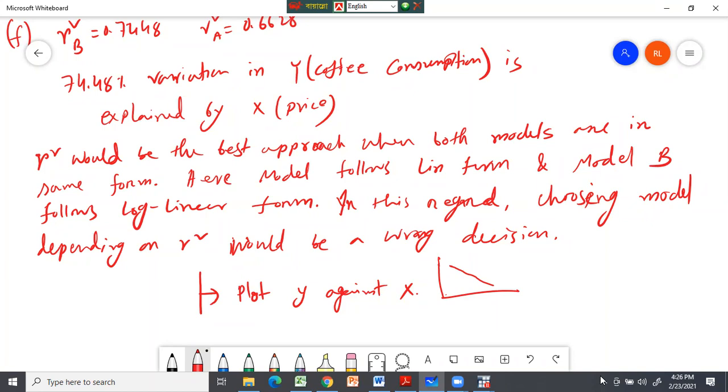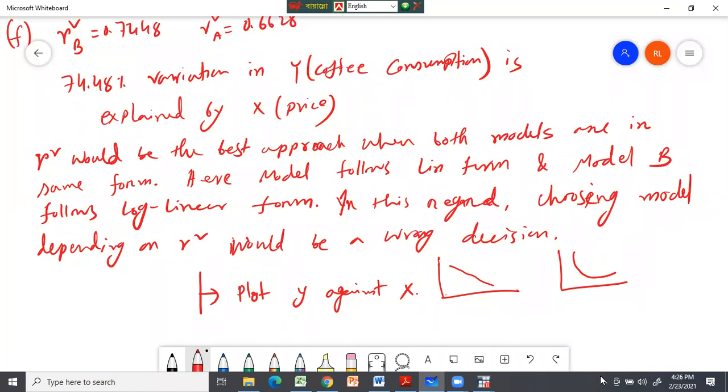But after plotting y against x, if you have found that there is a little bit of curvature, okay, the graphical representation between y and x looks like a curve. In that case, you cannot fit the data using a linear model or a model that is linear in variables.